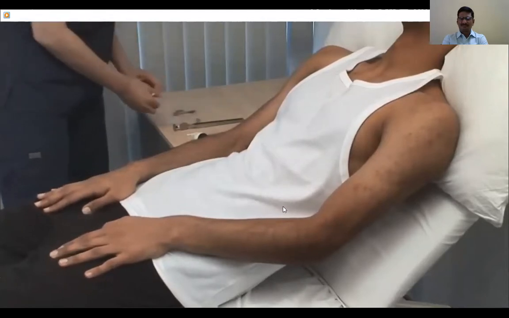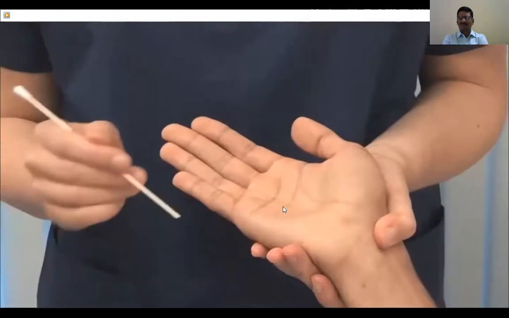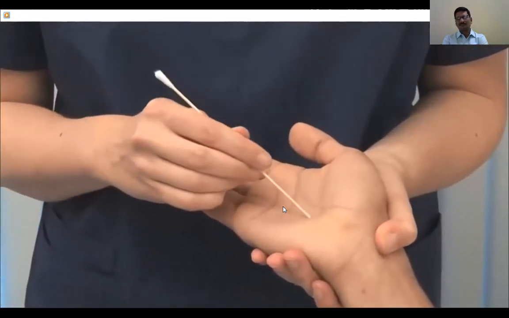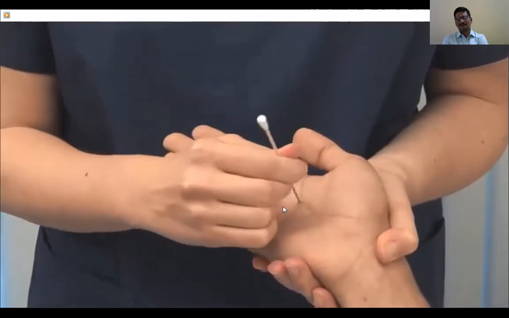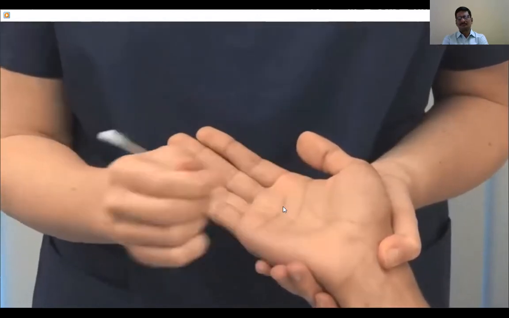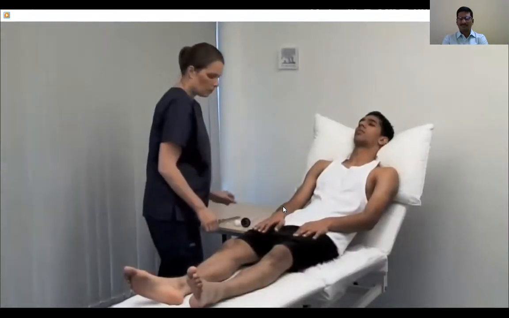Test for graphesthesia, the ability to identify a figure traced on the skin. Please close your eyes and tell me the number. Use an orange stick or a blunt pencil. 8. Open your eyes.